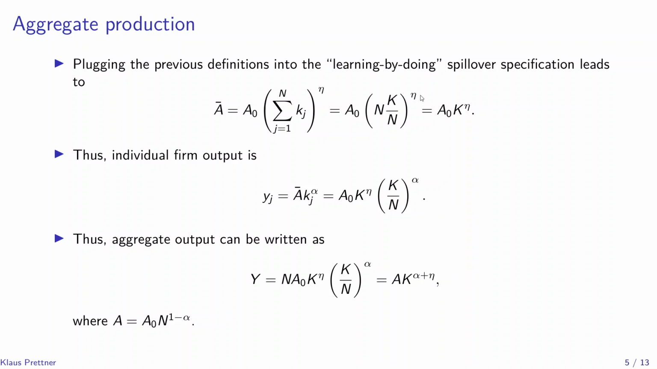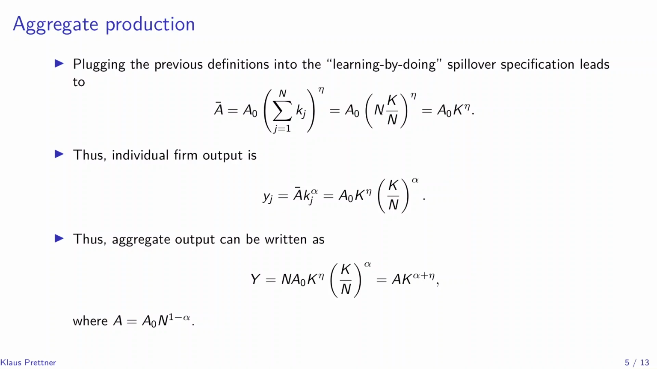Now we can compute aggregate output, aggregate production in the economy. And to this end, we plug the definitions that we had on the previous slide into the learning by doing spillover specification, which implies that then aggregate productivity, A bar, is given as this specification that we had previously, and now we plug in the capital stock of one firm, K over N, and since it's the sum of symmetric firms, we have the number of firms multiplied by the capital stock of each firm.